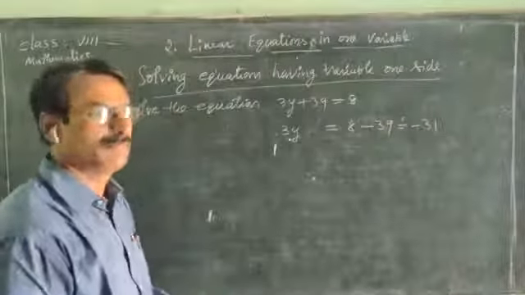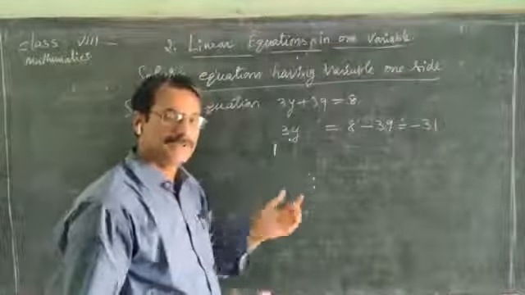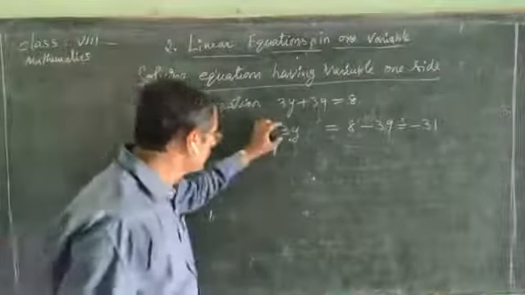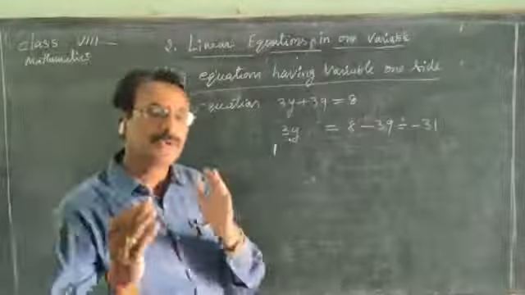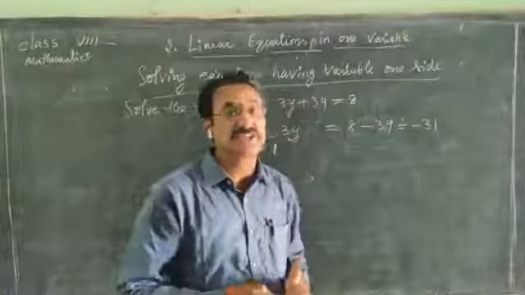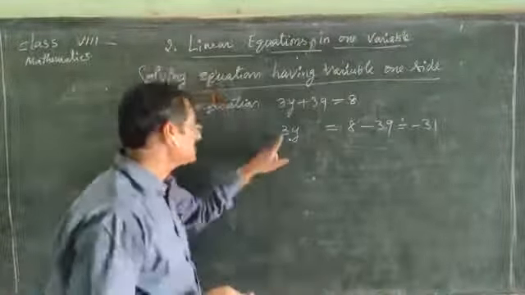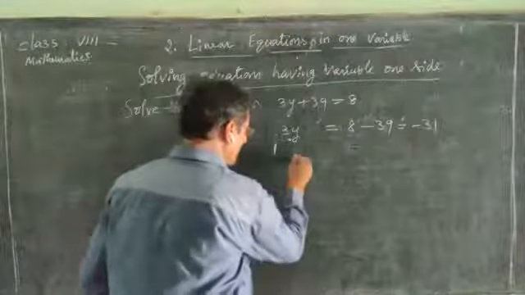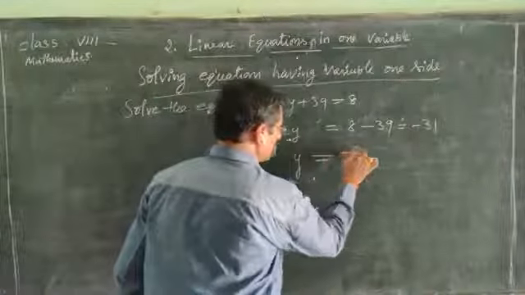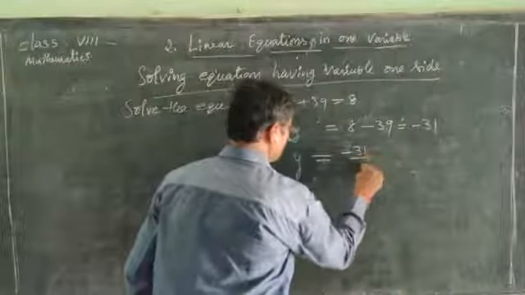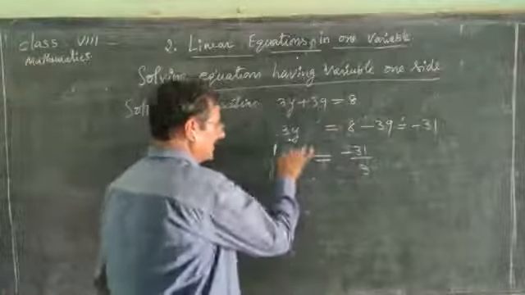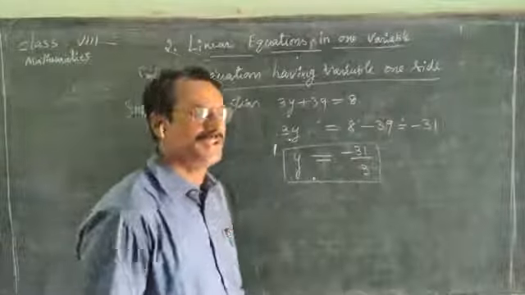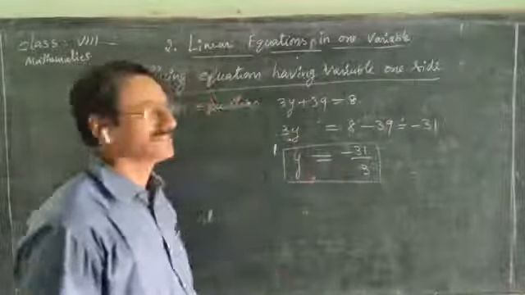3y means 3 into y. It is a multiplication quantity. A multiplication quantity becomes a division quantity. That means this 3 on that side becomes division. So the remaining y on the left side equals minus 31 by 3. We got the y value, how much? Minus 31 by 3. It is the solution of this equation.